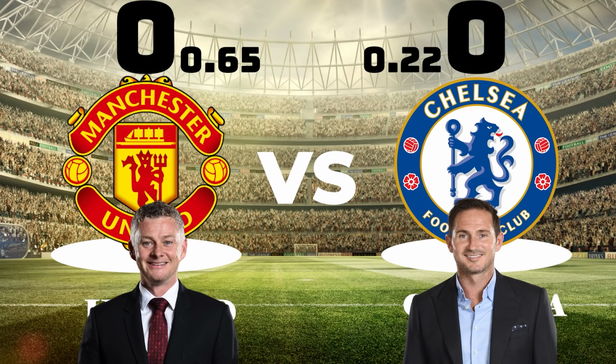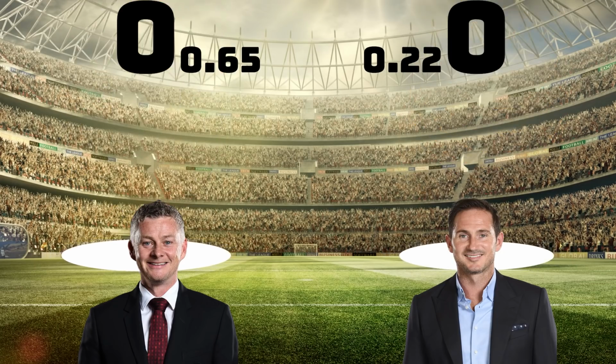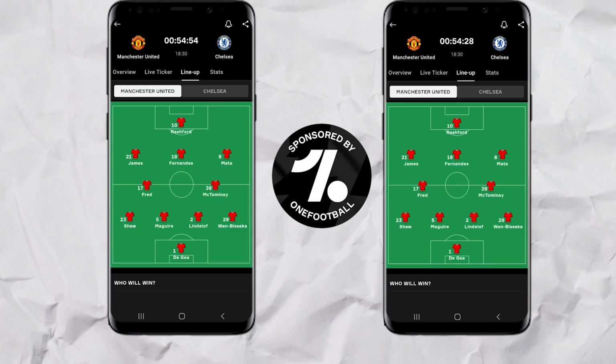But what tactics did both managers use? Let's take a look. A quick reminder of the formations used by both sides, as seen on the OneFootball app.